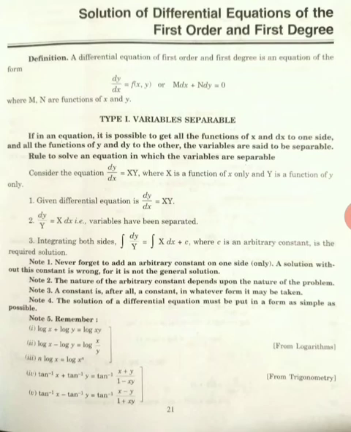Next note, the nature of the arbitrary constant depends upon the nature of the problem, that is, it depends on the example. That means in one example you may take capital A or C or 2k; whichever variable we use must be a constant. Okay, next, third one: a constant is after all a constant in whatever form it may be taken. It may be taken as arbitrary constant c or c by 2 or 3c or c cube. You can take any form. So that is the third note.